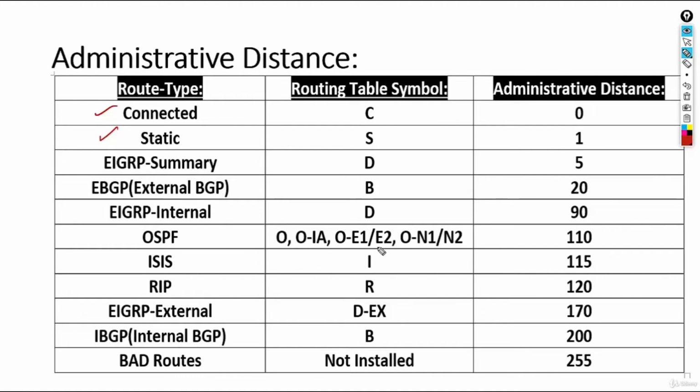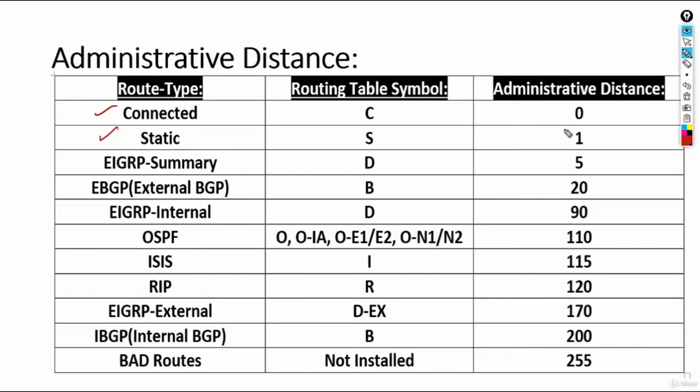OSPF has a couple of route types. Again, this will be covered in CCNP. Its admin distance is 110. IS-IS is I, admin distance 115. RIP is R, admin distance 120. EIGRP external is D EX, 170. IBGP is 200. Unreachable routes are 255.